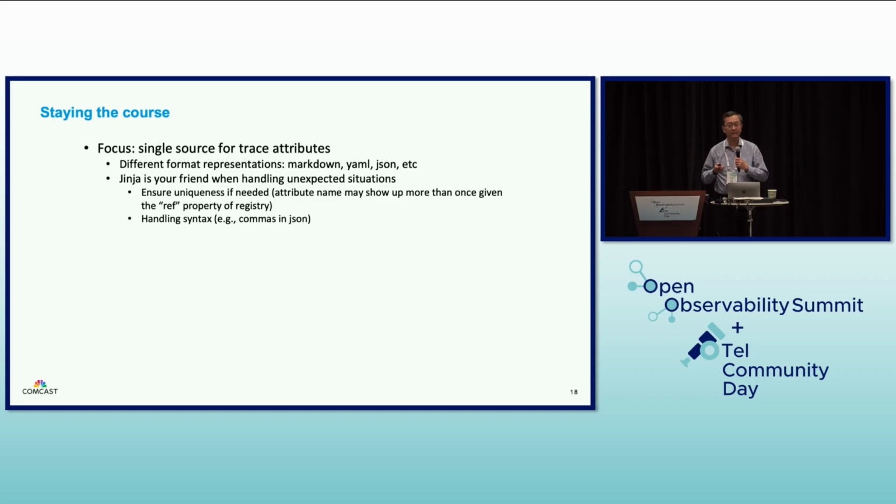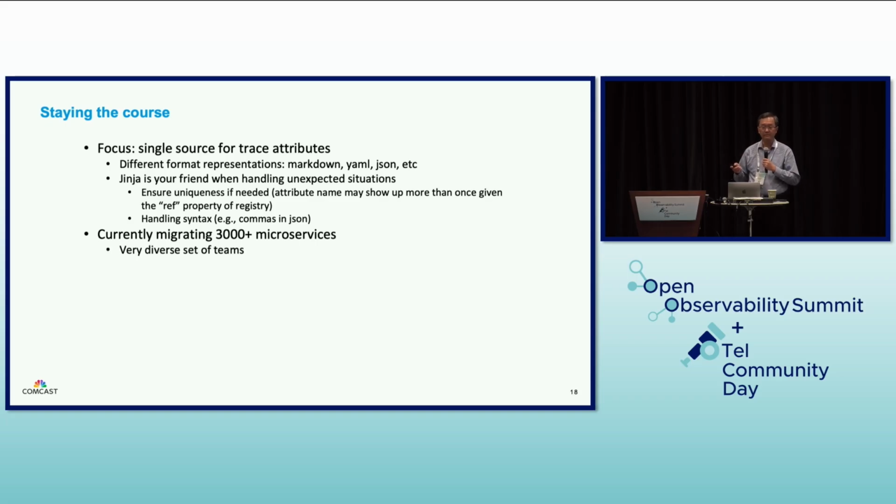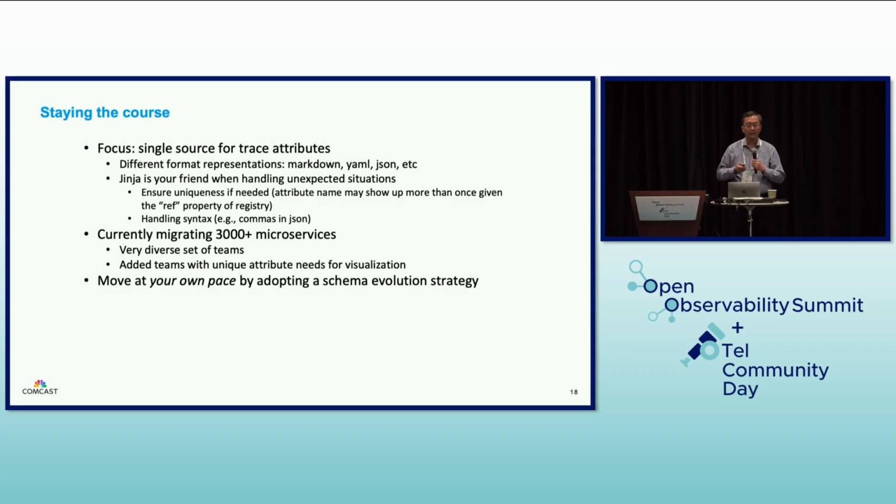So having this process in place allows us to create this registry. And teams that need different attributes can open PRs and insert their changes. And this is what we are doing as we currently migrate more than 3,000 microservices out of a vendor that will remain unnamed. And definitely a very diverse set of teams. There are teams that can take on the instrumentation libraries and use semantic conventions. And there are teams that have unique attribute needs for their visualization or alerting. And having this schema strategy in place allows them to move at their own pace, right? Without having to stop their legacy application from running, which reduces migration friction, which is a very good thing.